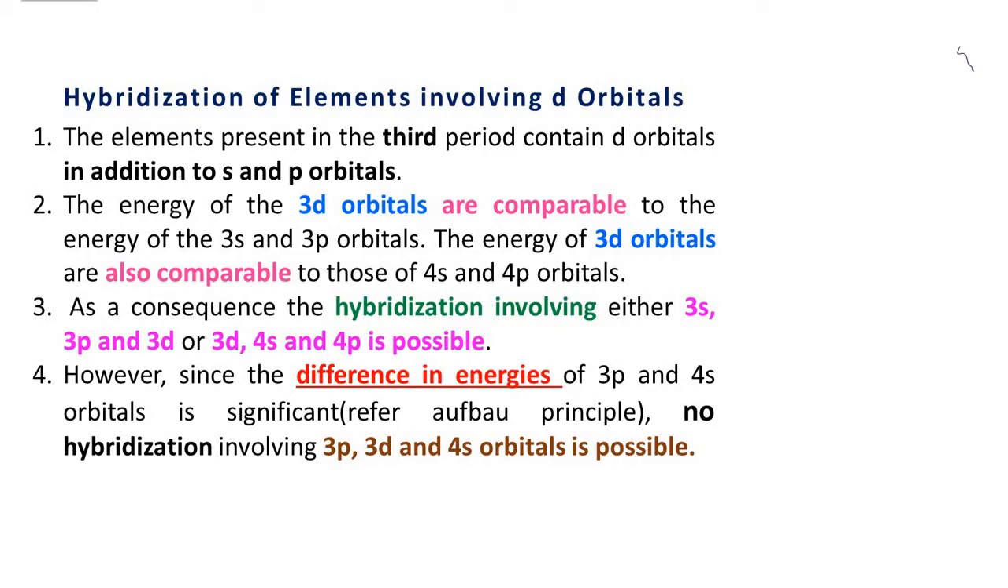And we have here 4 points. Let us discuss one by one, right? The first point: the elements present in the third period contain d orbitals in addition to s and p orbitals. The elements present in the third period of the periodic table proposed by Mendeleev contain d orbitals along with the s orbital and p orbital, right?